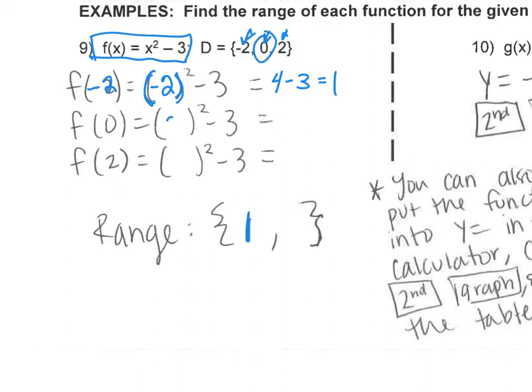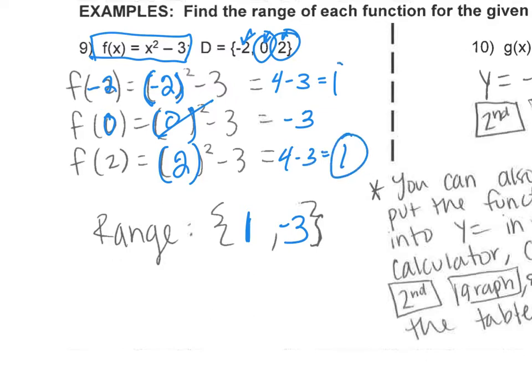I'm going to plug in the 0, because for f of 0, everywhere there's an x, I'm going to write the 0. 0 squared is 0, so I get -3. Now I'm going to plug in the 2. 2 squared, I don't have to put this one in parentheses because the 2 isn't a negative, but I can. So 2 squared gives me 4. 4 minus 3 is 1. I don't write down the numbers if they repeat, so I have a range of 1 and -3.